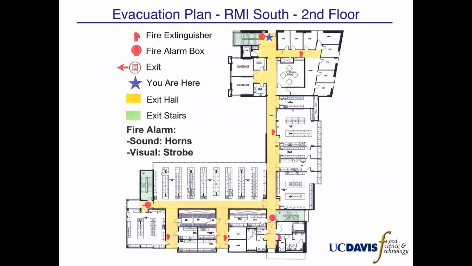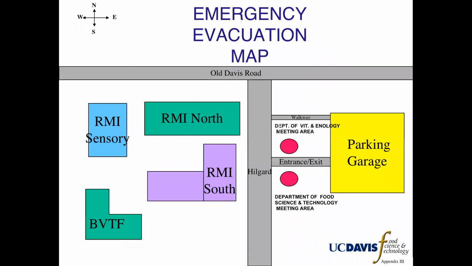Here's an example of the building evacuation plan. These are posted at the entryway to each lab. This is the emergency evacuation map. This map is also located in the department EAP. This map is simple, but details where to meet during an emergency evacuation of the complex. Members of the Food Science and Technology Department will meet on the right-hand side of the parking garage if you are facing the parking garage.